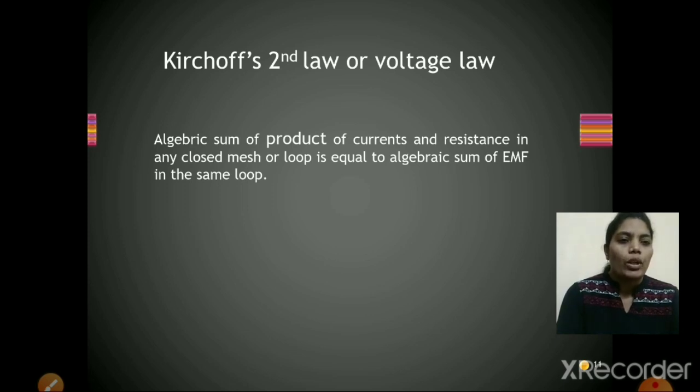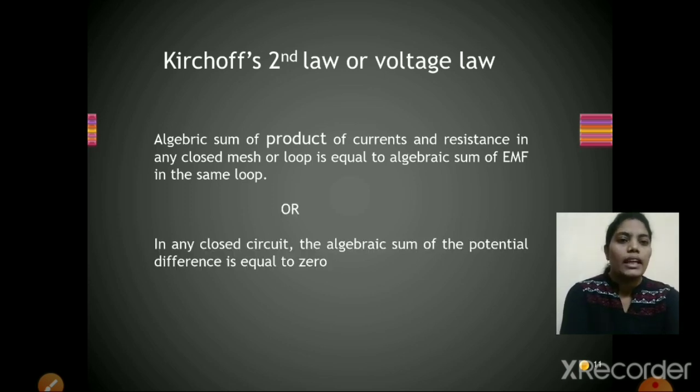in the same loop. So in any closed electric circuit, we have EMF and we have potential difference, which is simply the product of current and resistance. So the sum of the product of currents and resistance is equal to the sum of EMFs in the same loop. Or else we can say, in any closed circuit or in any closed loop, the algebraic sum of the potential differences is equal to 0.